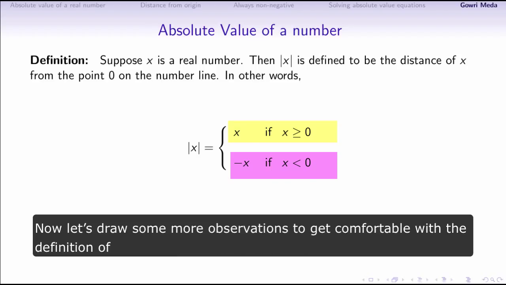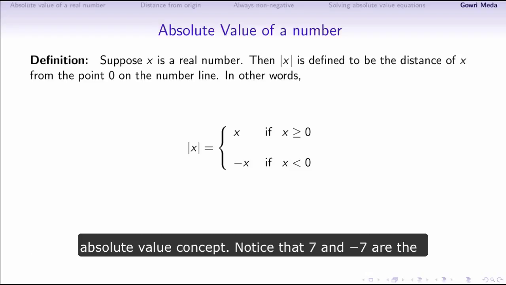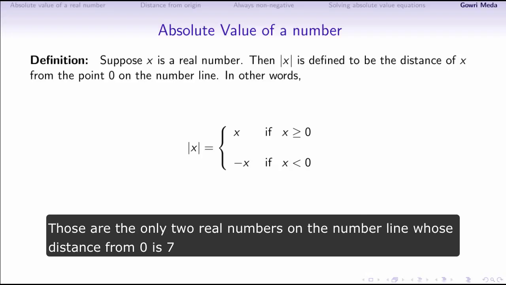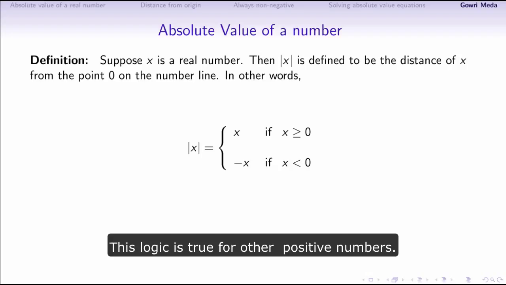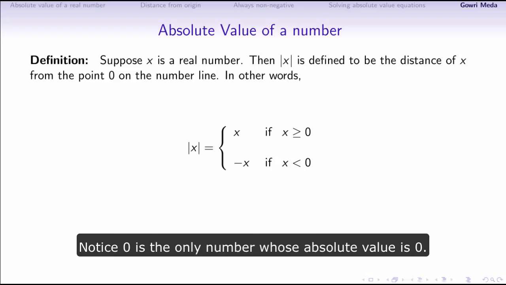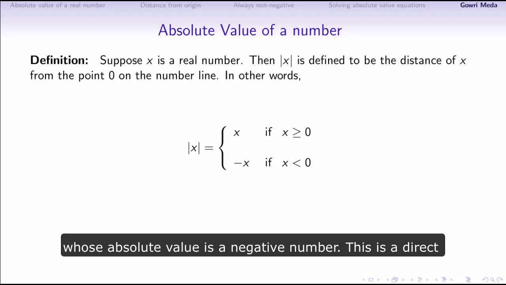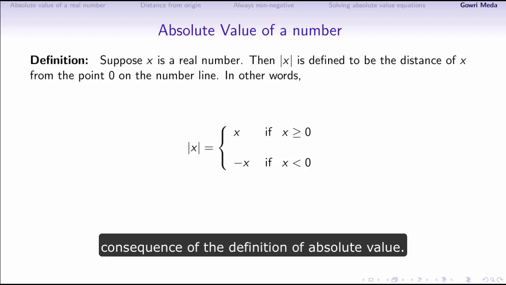Now let's draw some more observations to get comfortable with the definition of absolute value concept. Notice that 7 and negative 7 are the only two numbers whose absolute value is 7. Those are the only two real numbers on the number line whose distance from 0 is 7. This logic is true for other positive numbers. Notice 0 is the only number whose absolute value is 0. Finally, there are no real numbers whose absolute value is a negative number. This is a direct consequence of the definition of absolute value.